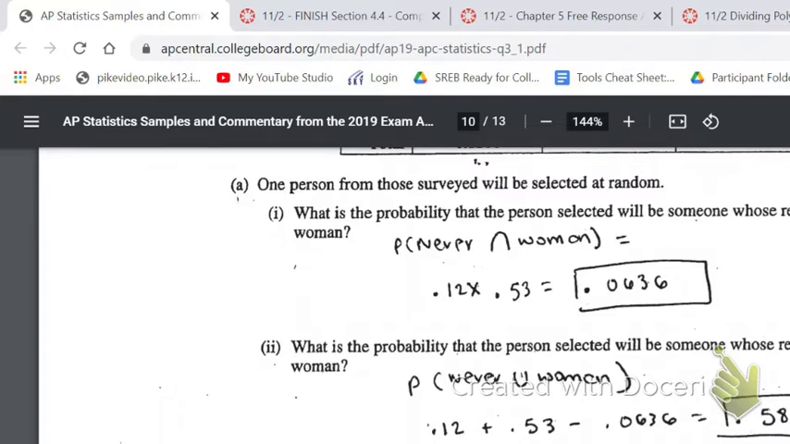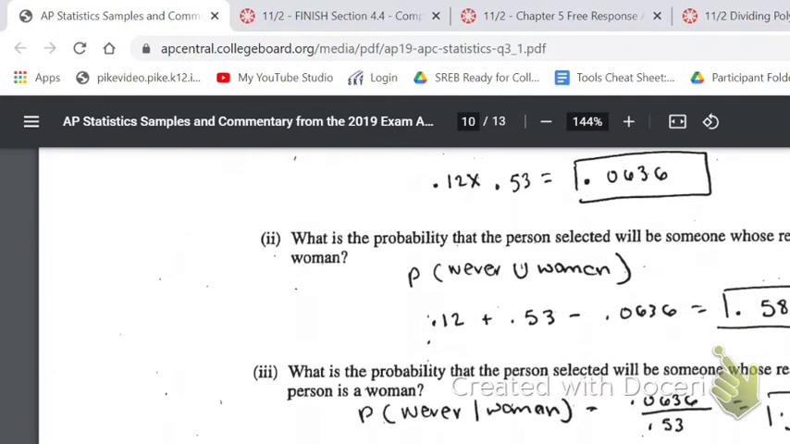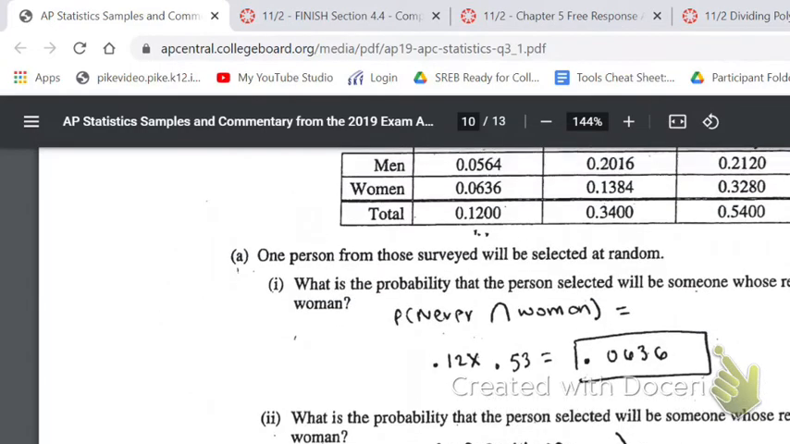Okay. Second one, what is the probability that the person selected will be someone whose response is never or who is a woman? What do we think? Yes, this is absolutely correct. All of the people that answered never, that proportion was 0.12.